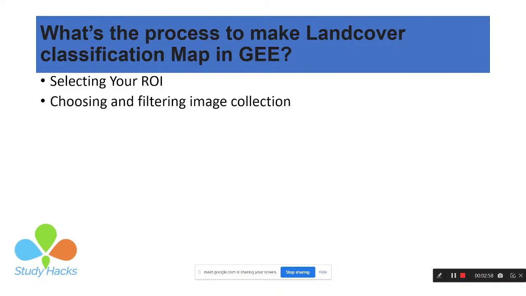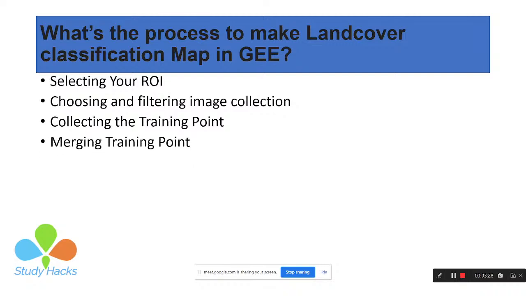It can be Landsat or Sentinel. You can filter according to different time periods and different image properties. So this is the second step. The third step is collecting training points. Here we use a supervised machine learning method for making the land use and land cover classification map, so we need to collect training points for every class. Then we merge all of the training points and make a training dataset.